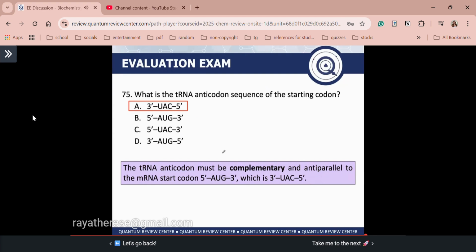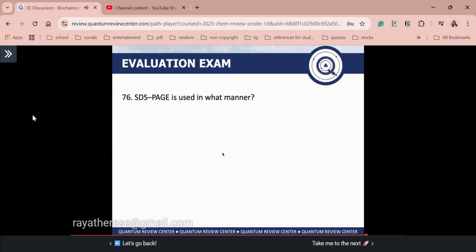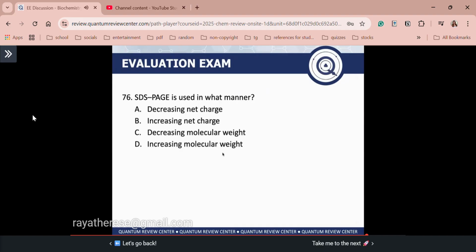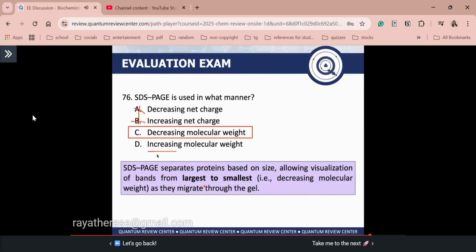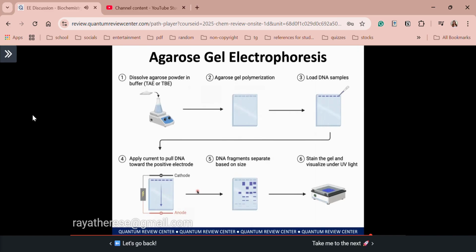So class, we are now in our last crash course topics under your lab techniques. I do hope may na-answer kayo. So number 76. SDS page is used in what manner? Class, remember, the charge to mass ratio in SDS is uniform. Sir, meaning mali si A and B? Yes po. In your SDS page, our basis of separation is molecular weight, in decreasing manner. Much faster ang migration ng low molecular weight proteins compared to the larger ones. That's why our answer here is letter C because SDS page separates proteins by size from largest to smallest.